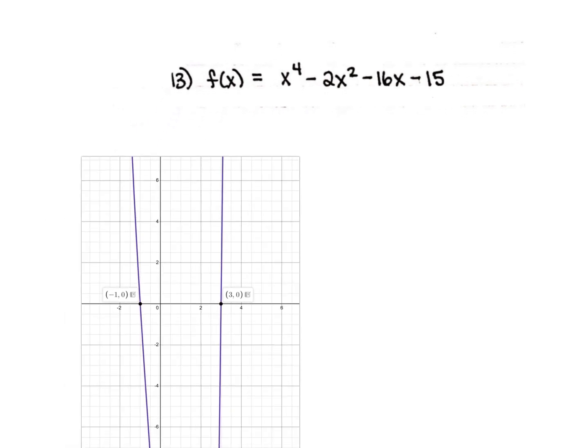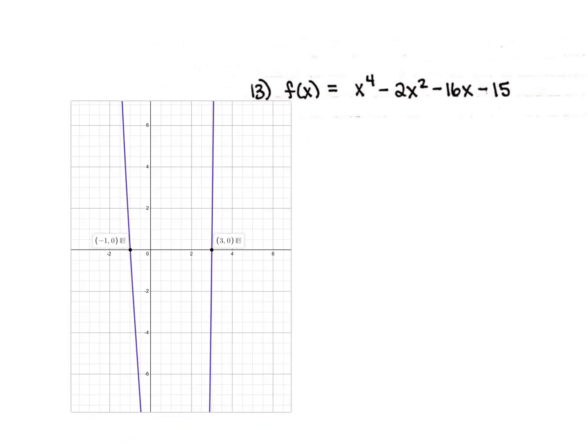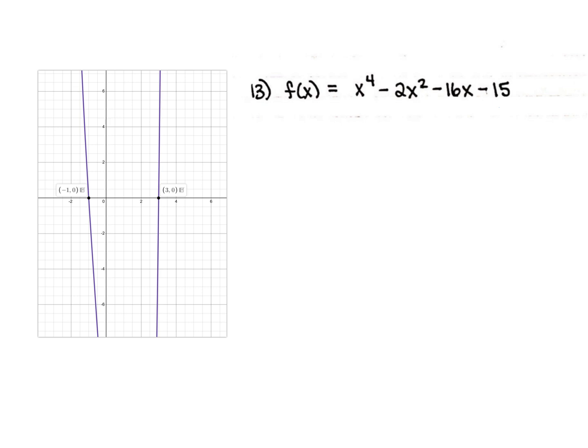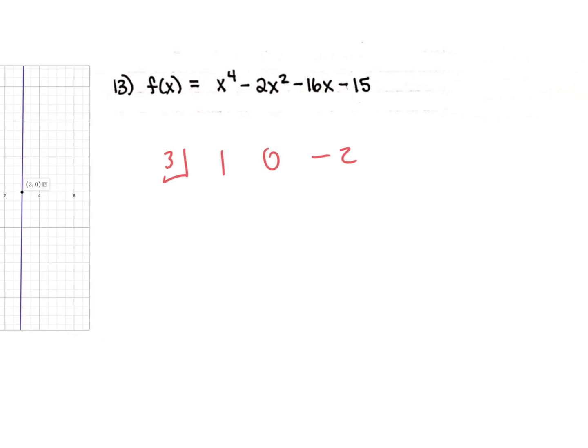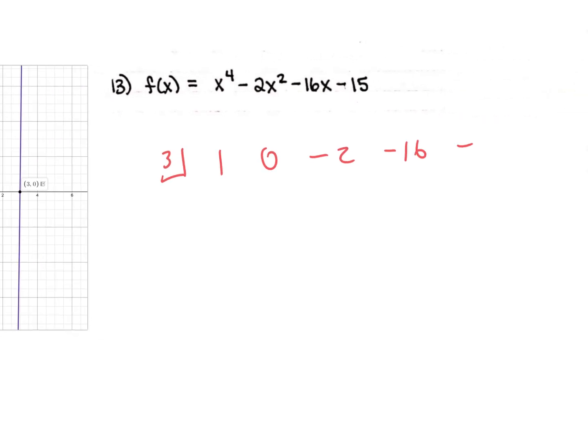So it turns out that the zeros here are really nice. You have a negative 1 and a 3. So once again, my student's teacher wants us to sort of verify algebraically, which is code for throw one of those zeros into synthetic division. So we have 1, 0, negative 2, because it's a placeholder, right? So we have negative 16, negative 15. Drop that down. We have 1, so we should get a remainder of 0 here.